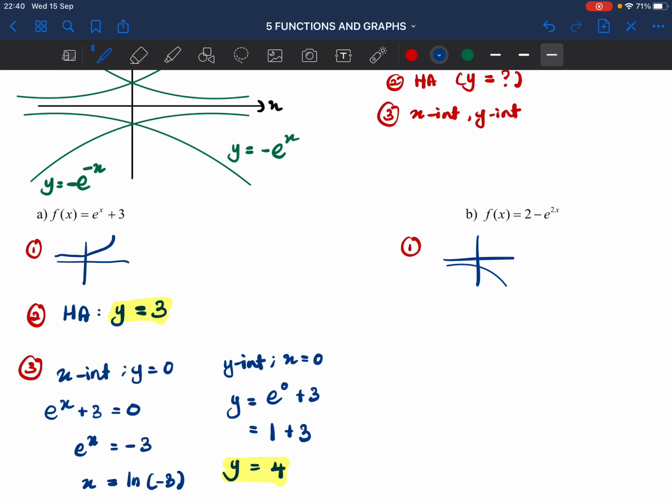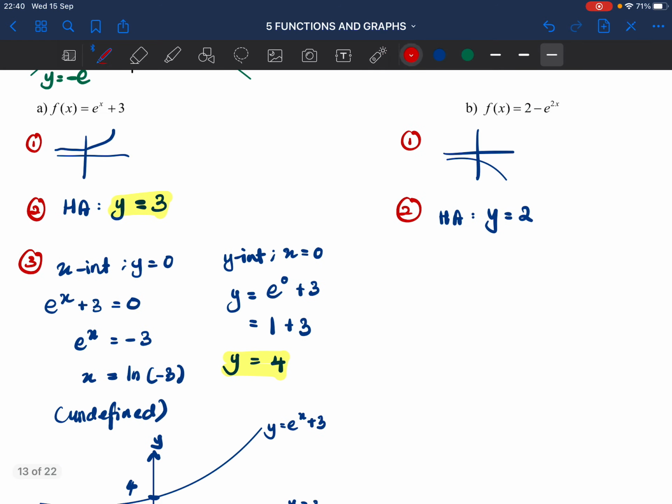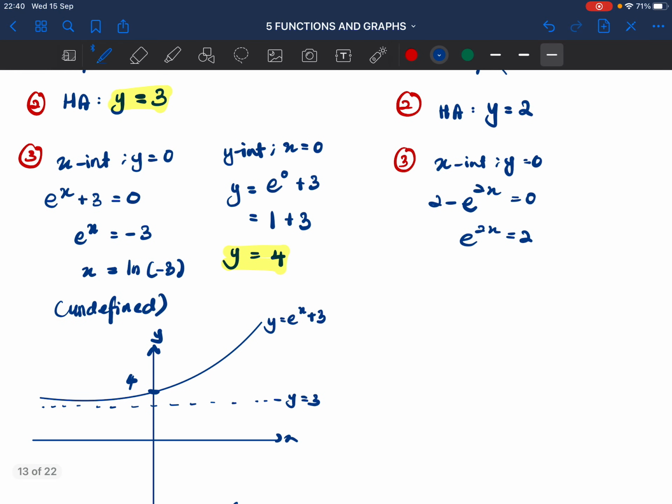Okay, alright. So second thing is we have to find our horizontal asymptote. So horizontal asymptote is y equals to apa yang berada di luar. Okay, so here we have y equals to 2. Right, so let's find our x-intercept and y-intercept. X-intercept is when y equals to 0. So we will have 2 minus e^(2x) equals to 0. e^(2x) equals to 2. Ni semua kita dah belajar dalam chapter 2. Ln 2. So we will have x equals to ln 2 over 2. Okay, kalau kira dalam calculator, here we are going to get 0.35.